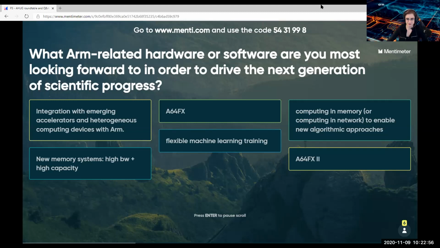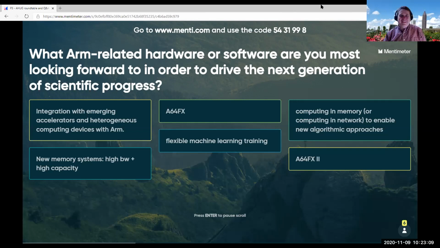I just have a question. What's A64FX2? Because I'd love to see that first before we can comment on the software. I just love to see one. Well, we assume that it'll probably have a different name, but yeah, the next generation of that type of hardware.